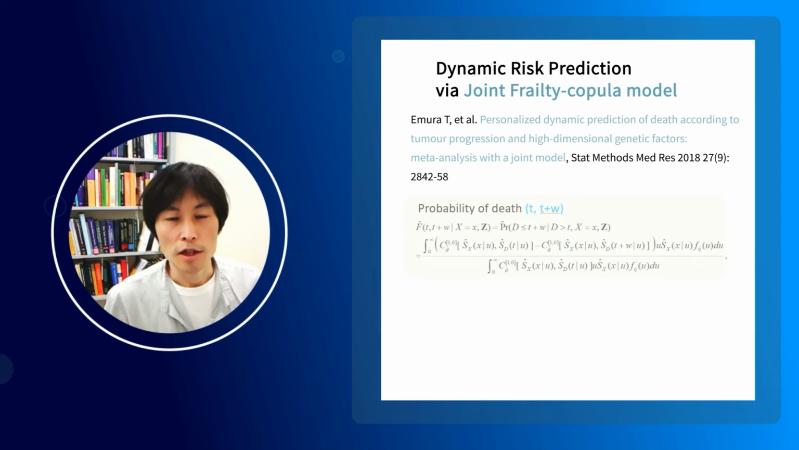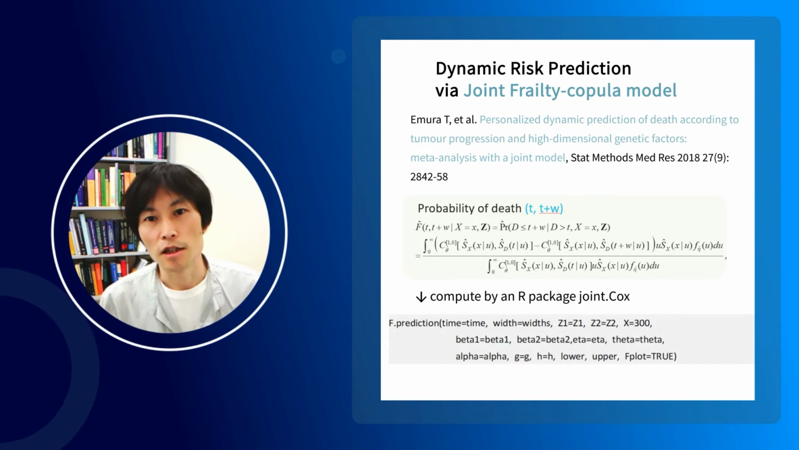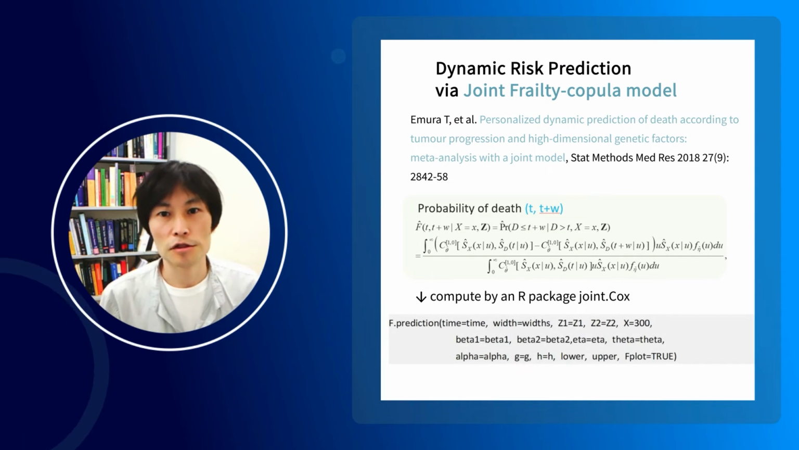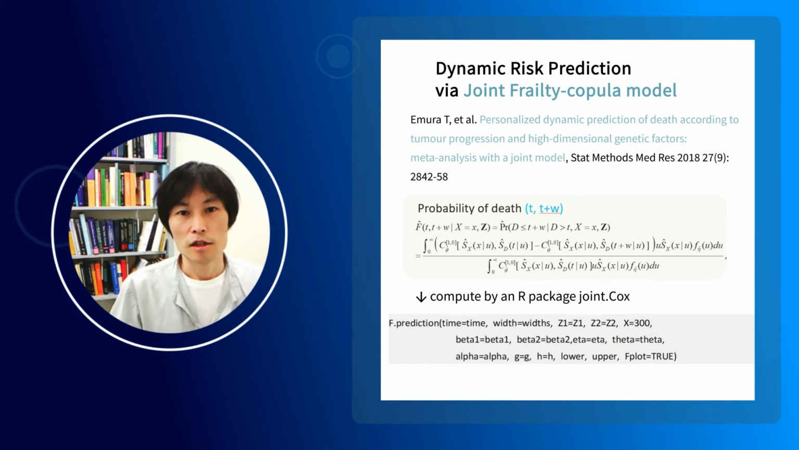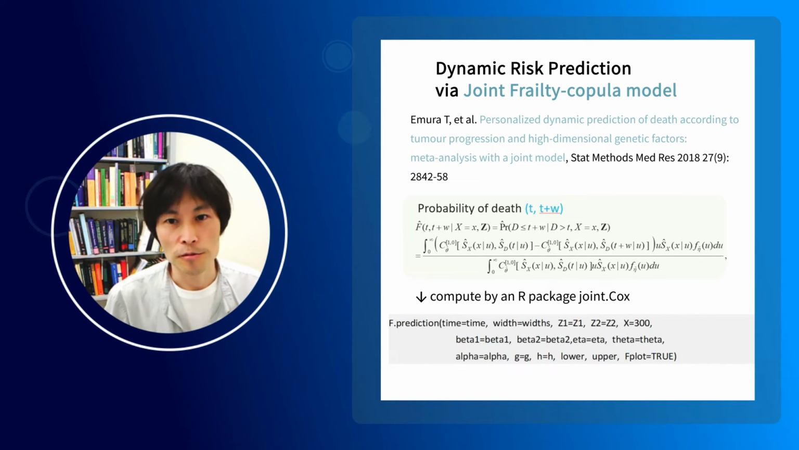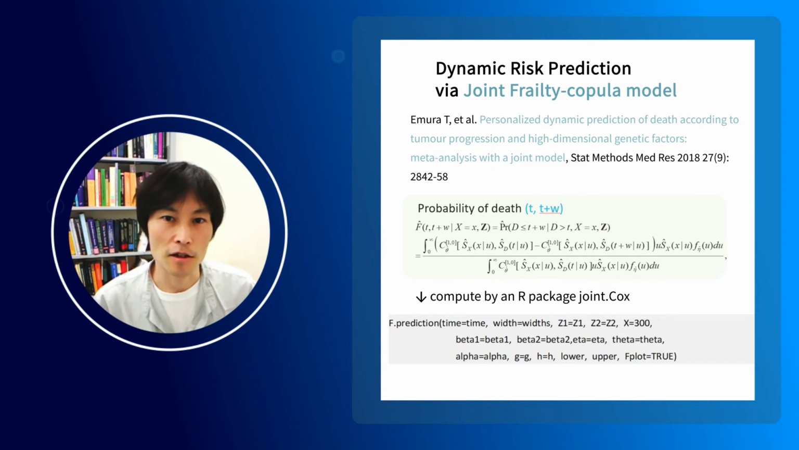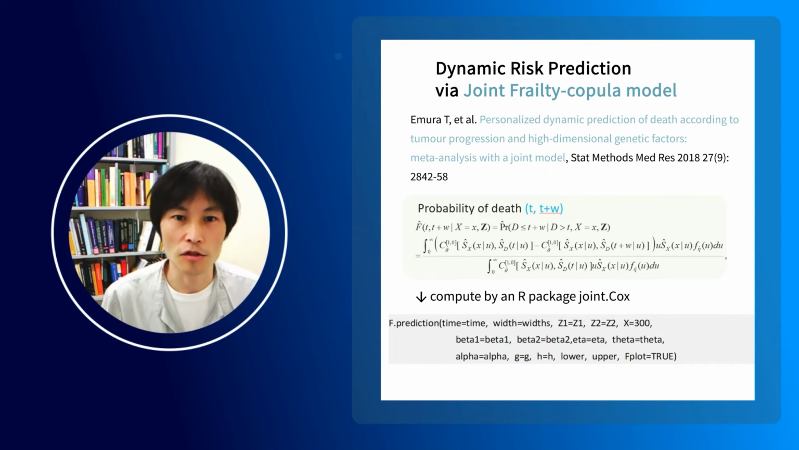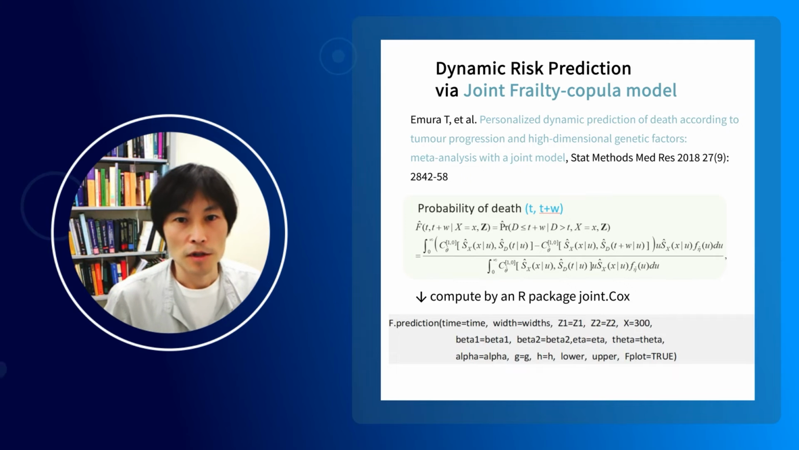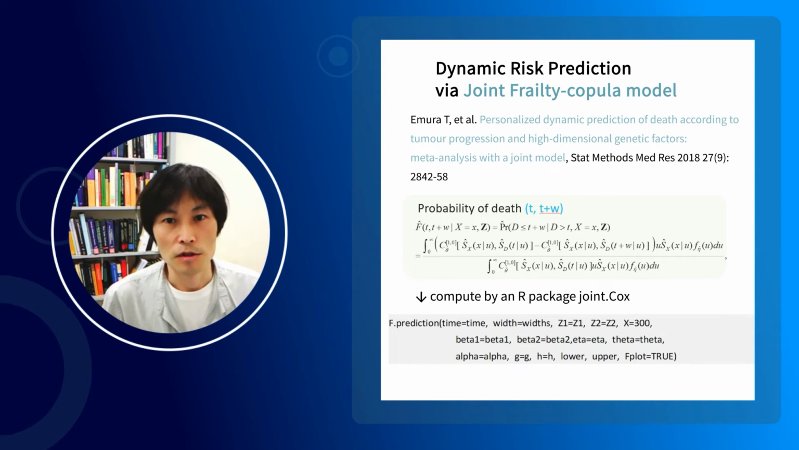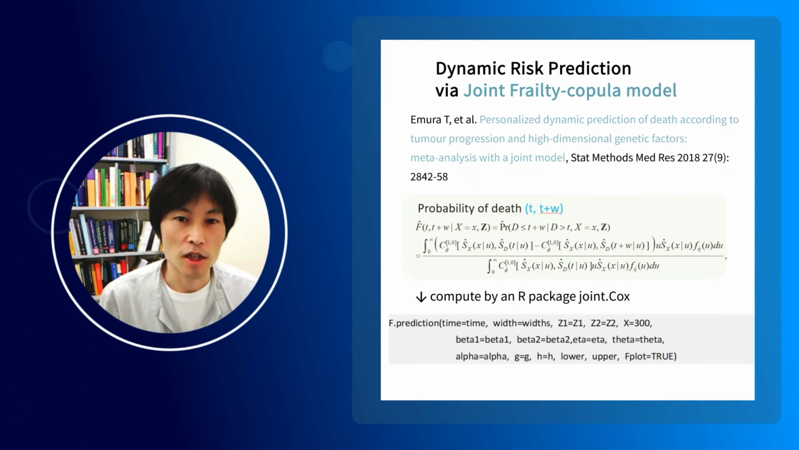Our article in 2018 introduced a formula to calculate the dynamic risk prediction via joint frailty-copula model. This prediction formula is complicated, but can be easily computed by our package called joint cox that is made freely available. If you enter the parameters, you will get the estimated risk of death.